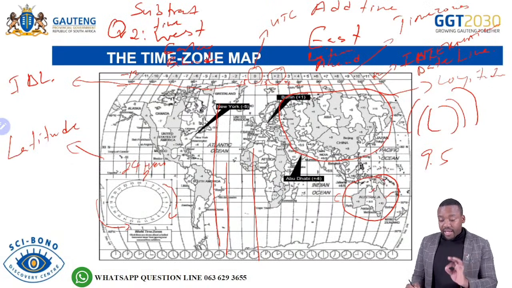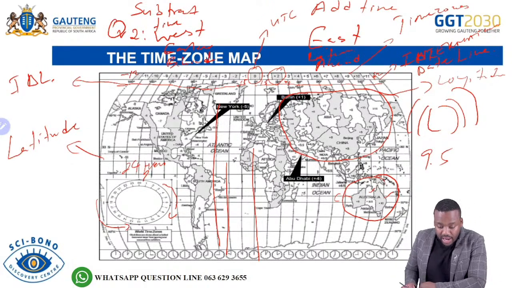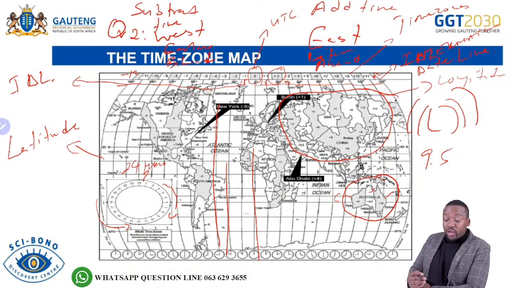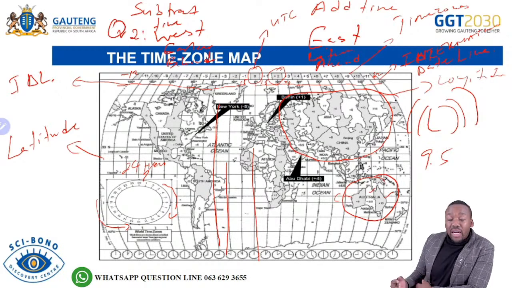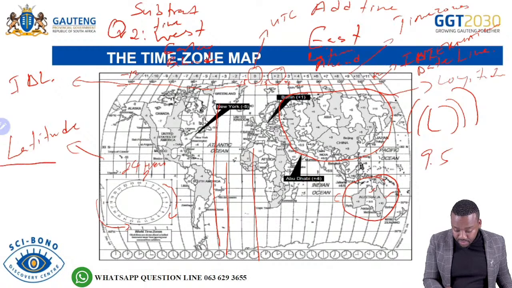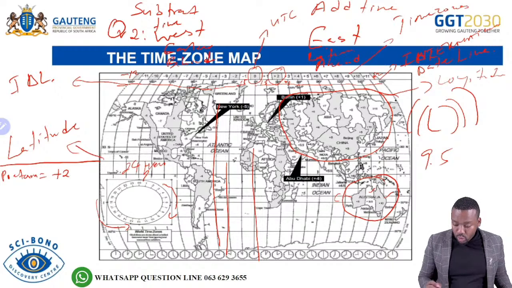Right. Here's our time zone map. We first need to find that. Step one, I said, locate what? Each country. Let's first check. We have Pretoria. As you can see, Pretoria is not there, but you need to know that Pretoria falls under which time zone? +2, in South Africa. So step one, I said identify the time zone. Use this one. Then you say Pretoria, where is it? It's on +3.